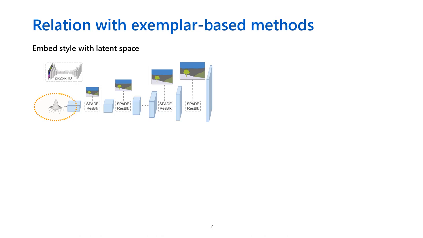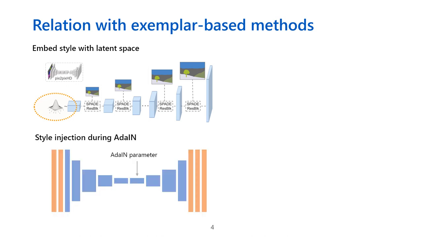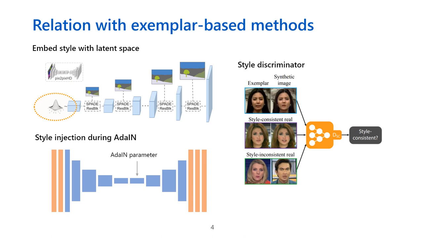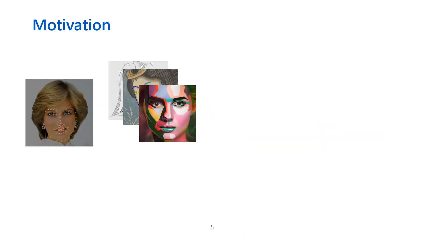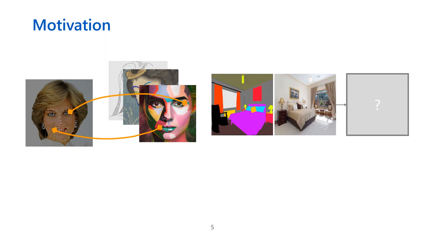Previous example-based methods can be classified into three categories. External image style can be embedded into the latent space or be characterized with added-in parameters. Also, a style discriminator may be employed, which examines whether the input pairs follow the same style. Instead, we propose to establish the dense correspondence for cross-domain images, and then learn the translation based on it.